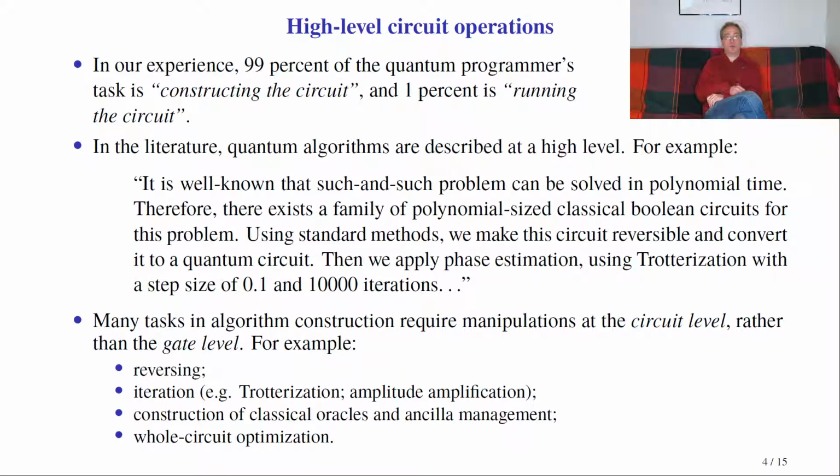And in Quipper, we therefore want to be able to express these ideas of operating on whole circuits at a time. So an example of a circuit level operation is take a circuit and then reverse it. Okay? For example, many quantum algorithms take the form A, then B, then A inverse. So you don't want to write a program to compute the circuit A and another program to compute the circuit A inverse. Rather, you want to generate A and then invert it.